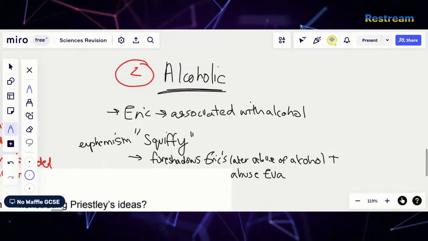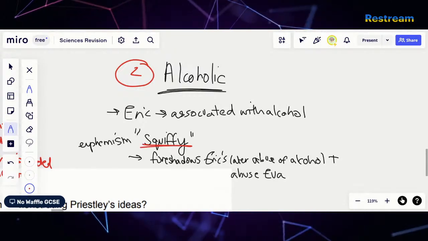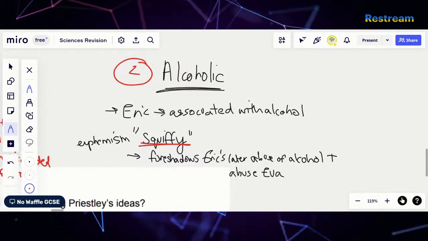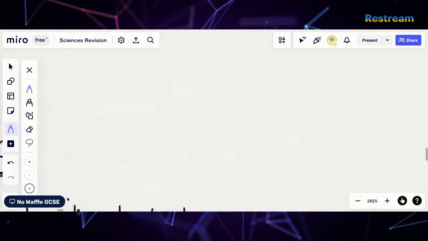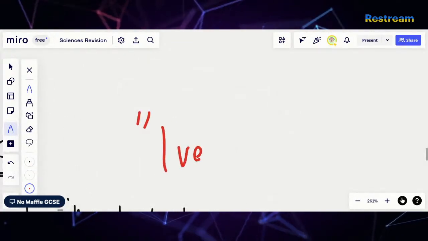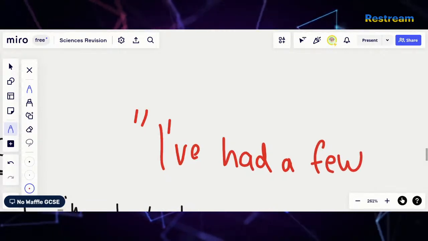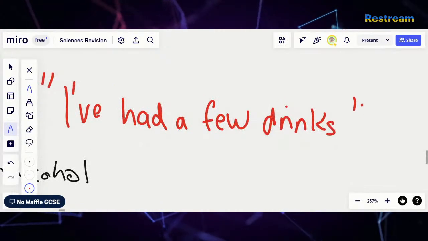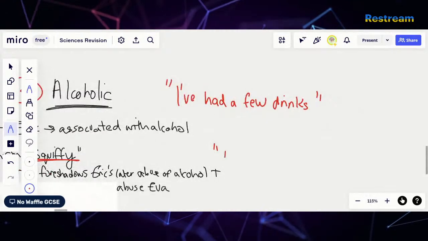Now, what other quotes can we suggest about Eric being an alcoholic? If you can think of any, feel free to put them in the comments, but I'll also add some here. Not only squiffy, but he also says, "I've had a few drinks." And then he also says, "in the state where a chap turns nasty."